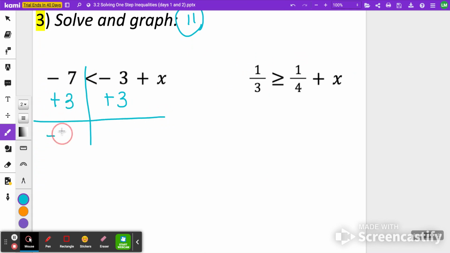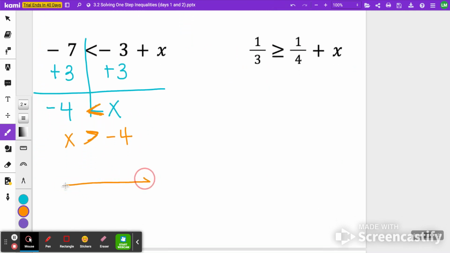-7 plus 3 is -4, which is less than x. This is written in the reverse way, so I'm just going to reverse everything and say x is now greater than -4, still having my inequality symbol open to the x. Notice how I just flipped it around.